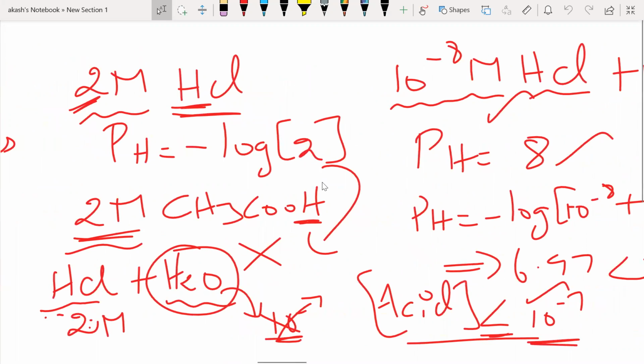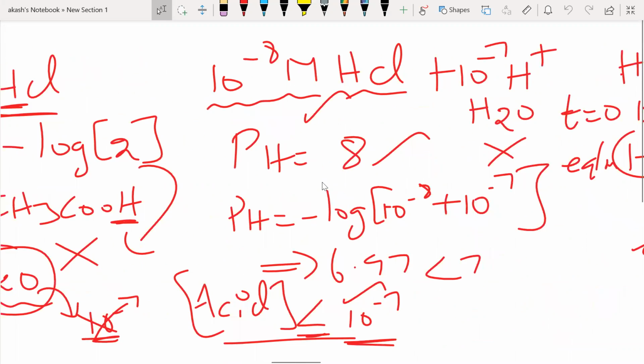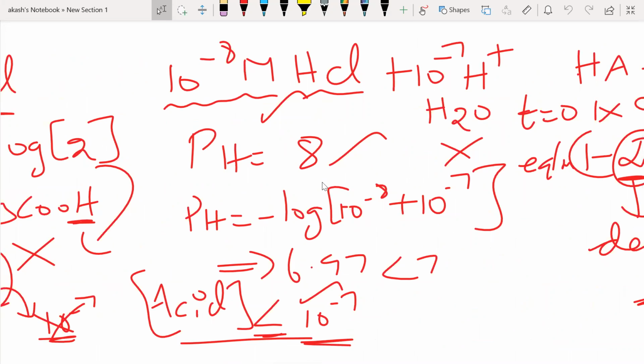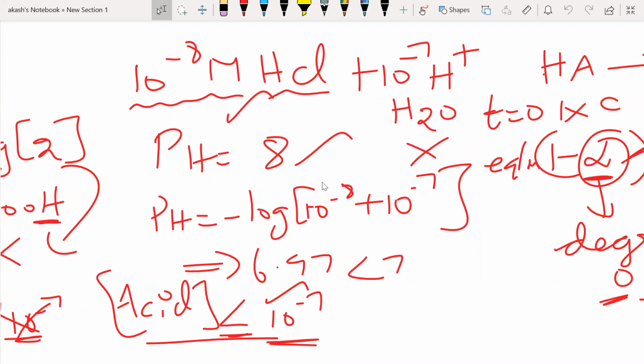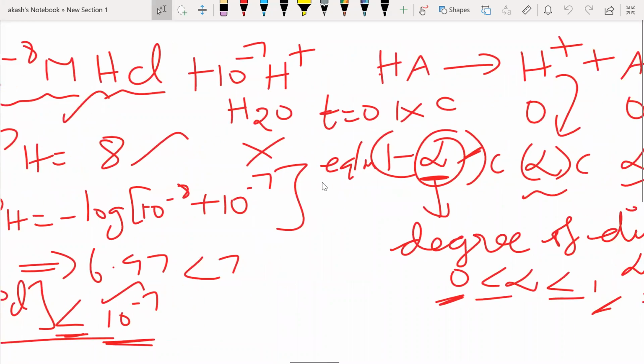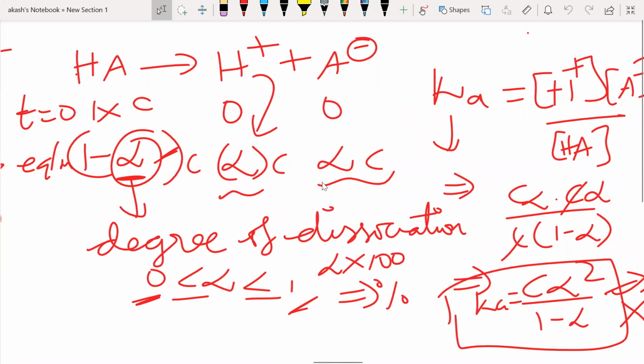One more important thing, questions might come from this. Even if it's a strong acid, whenever the acid concentration is lesser than 10 to the power minus 7, you have to take the H plus concentration coming from water also. Only then will you get the pH value to be lesser than 7. Hope you remember the example, right?